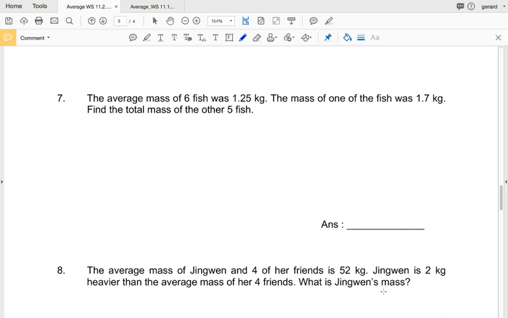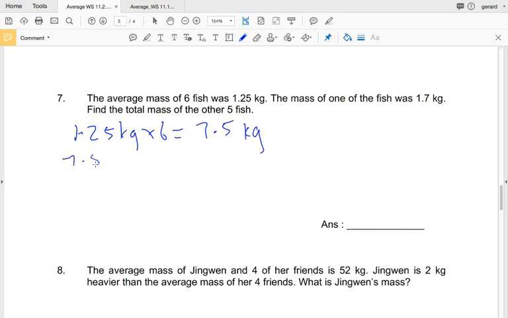6 fish, 1.25 kg. Mass of one fish, 1.7. Okay, straightforward. They tell you the average of 6 fish was this, so you just find the total of all the 6 fish. 1.25 kg times 6, you get 7.5 kg. Mass of one of the fish was 1.7 kg.